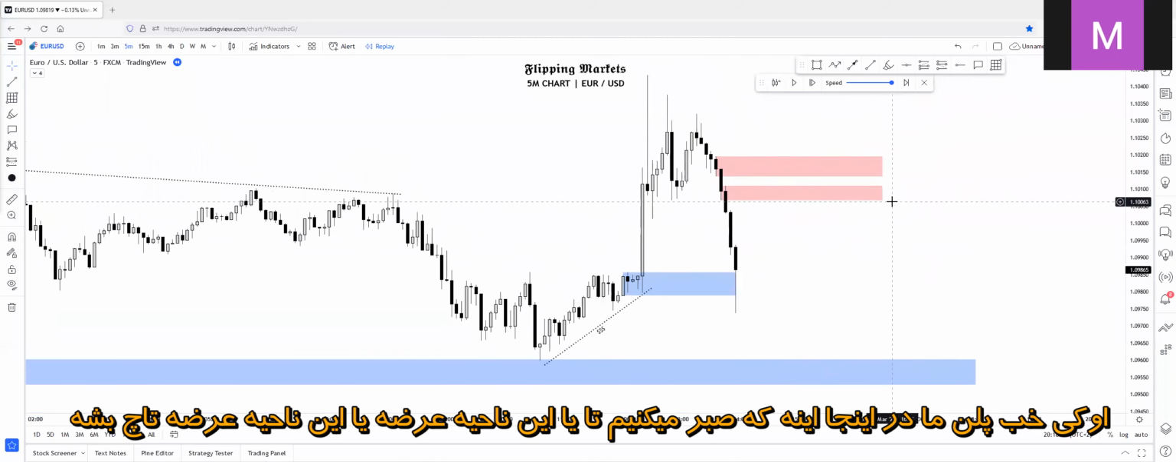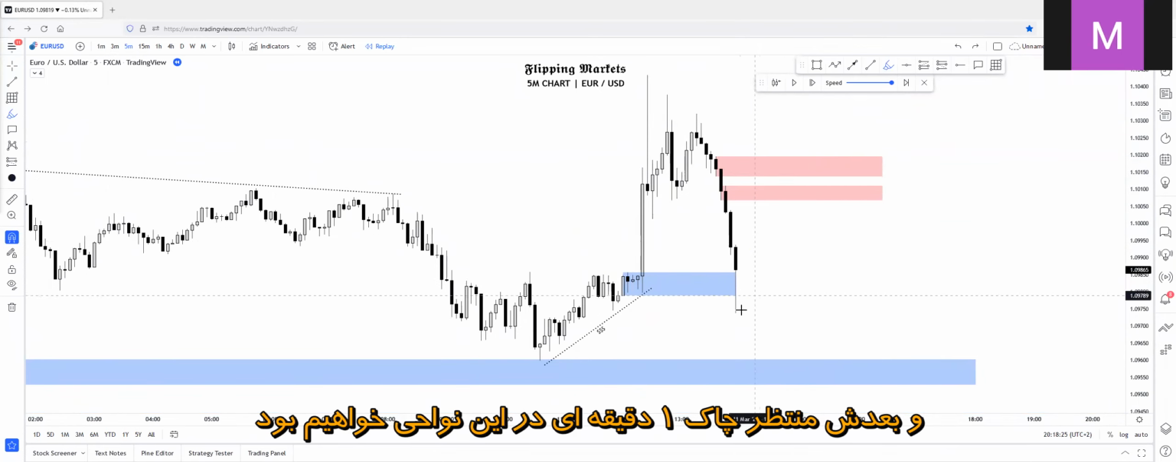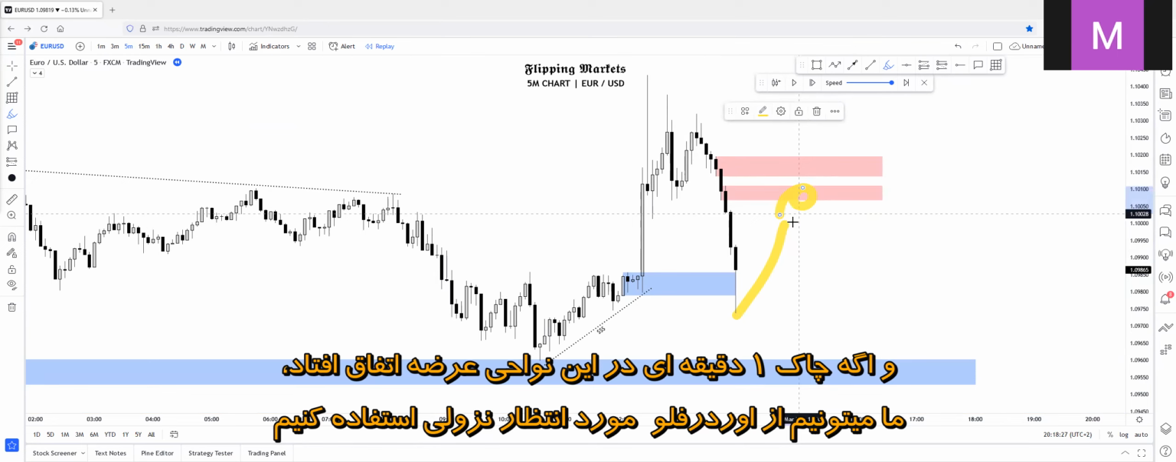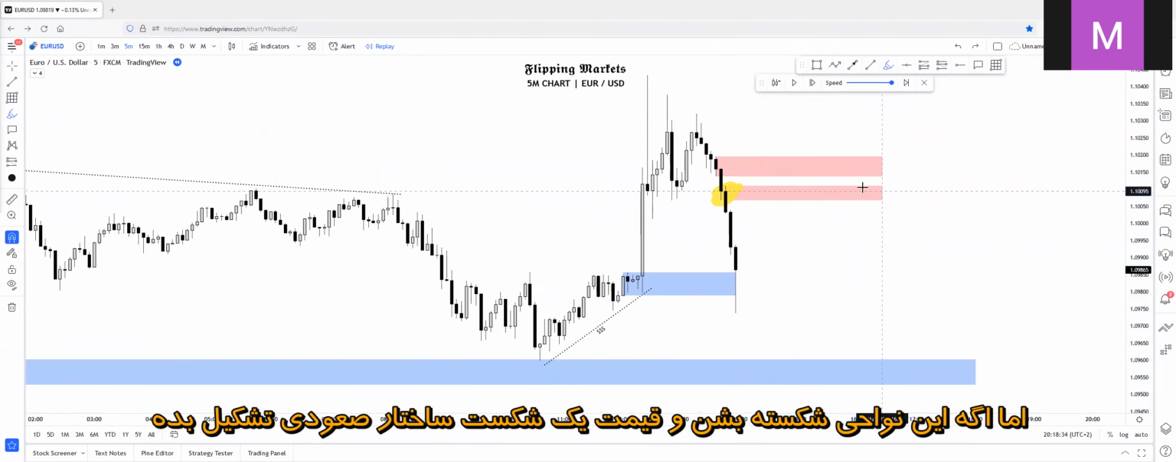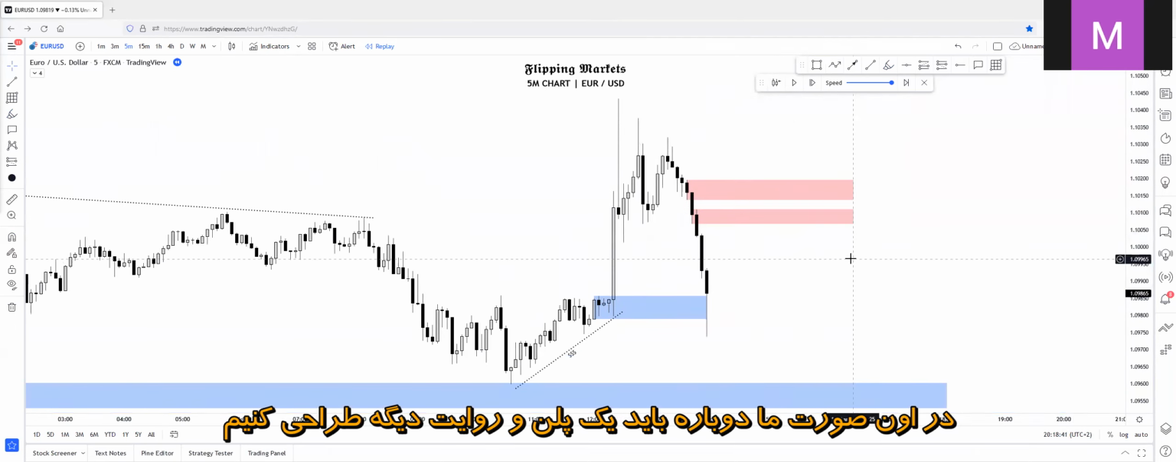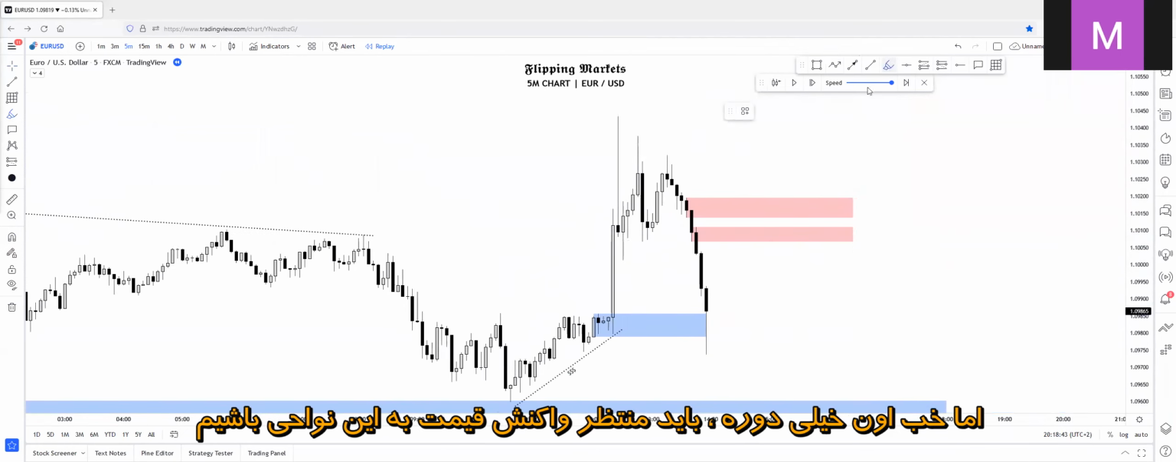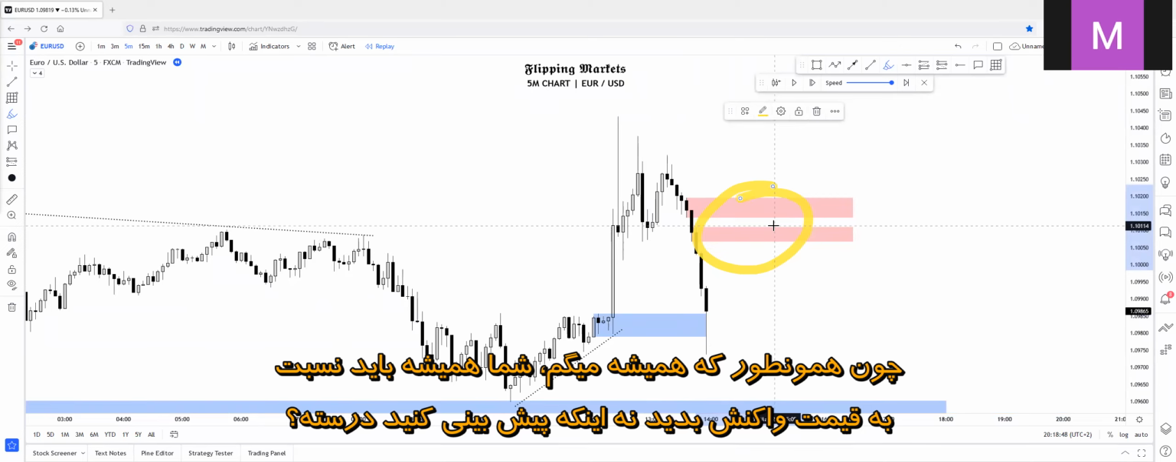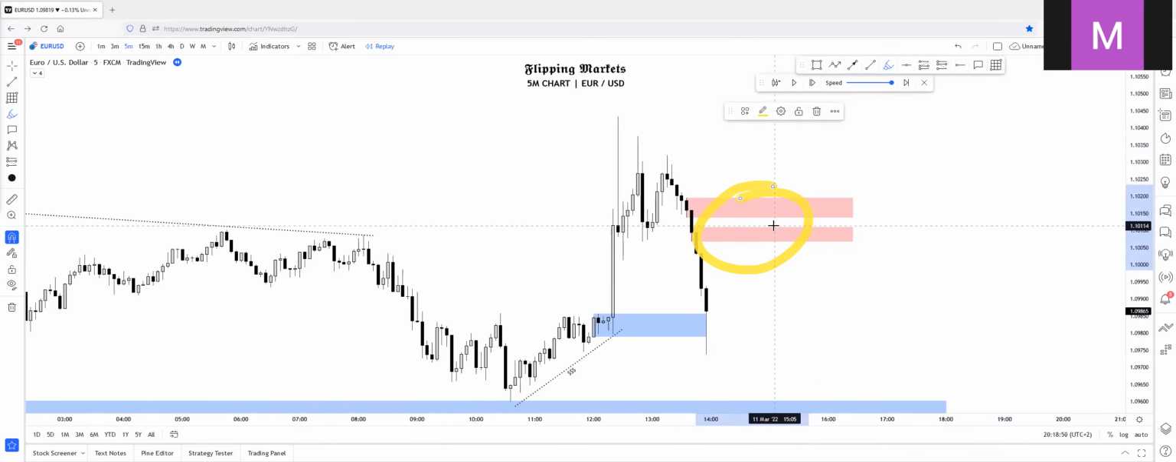Okay, so our plan here basically is that we are waiting for a tap of either of these zones, and waiting for a 1-minute change of character on these zones. If the 1-minute change of character happens on these supply levels, we'll be able to ride the expectation short order flow to the downside. But if, let's say, the break of these zones happens and price creates a break of structure to the upside, we have to build another narrative. We have to build another plan. But that's too far away. Let's just react on these zones. As I always say, you just have to react and you don't have to predict, right?